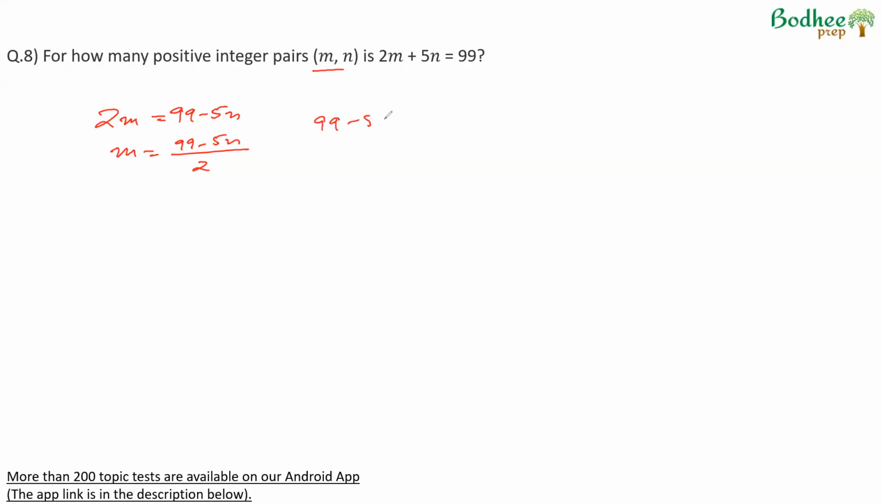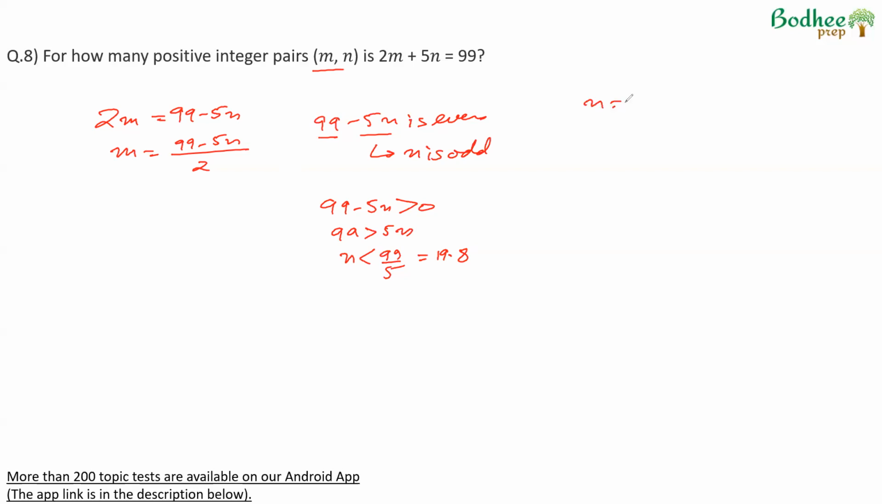If 99 minus 5n is even, that is only possible when, since 99 is odd, 5n has to be odd, and therefore n is odd, because 5 is odd, so for 5n to be odd, n has to be odd. Also, m is positive, so 99 minus 5n should be greater than 0, which means 99 should be greater than 5n. n should be less than 99 by 5, or 19.8. So the maximum odd value that n can take is 19. It will start going down from here.